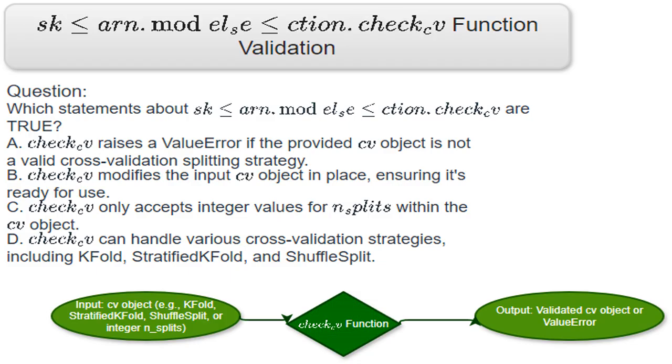This line introduces the subject of the quiz: understanding the sklearn model_selection check_cv function in the scikit-learn Python library. This function is super important for validating your cross-validation strategy before you use it to train your machine learning model. It ensures that the strategy is correctly configured and will work as expected.